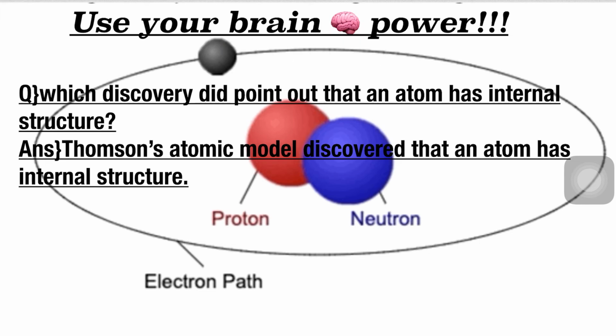So students, now use your brain power to answer a few questions. Which discovery did point out that an atom has internal structure? Think, student. So here is the answer: Thomson's atomic model discovered that an atom has internal structure.